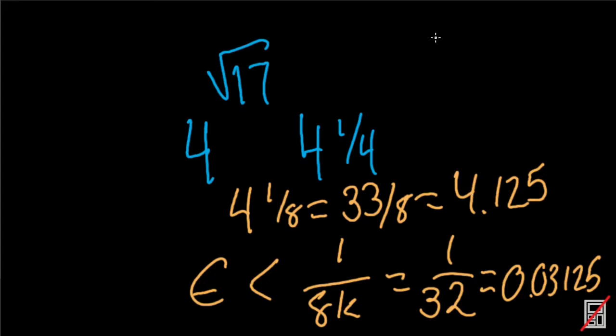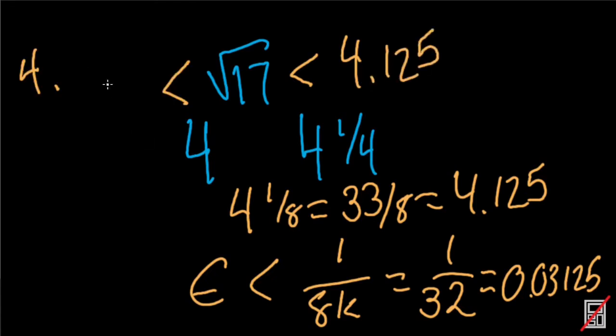So, from here, we know that the square root of 17 is between 4.125 and 4.09, which is quite close for something that you could honestly do fairly quickly, even in your head.